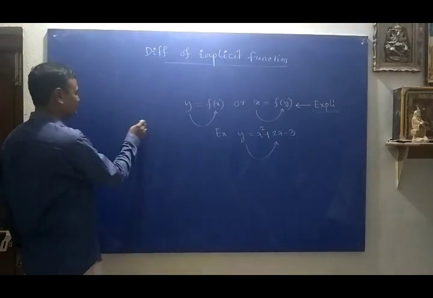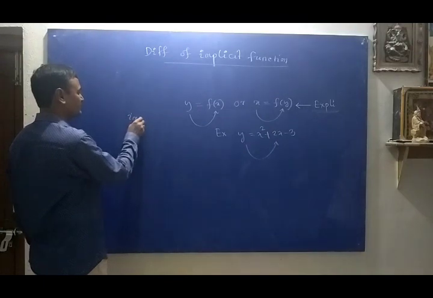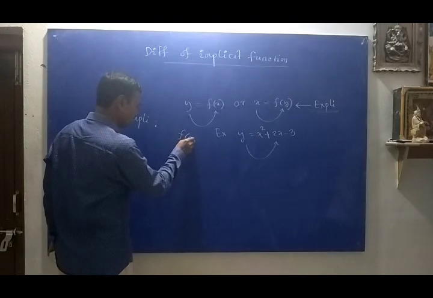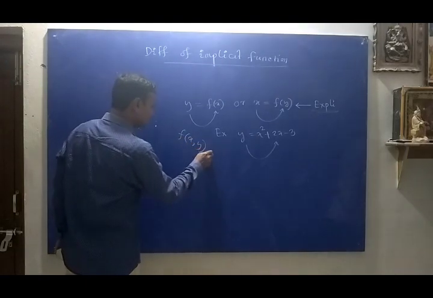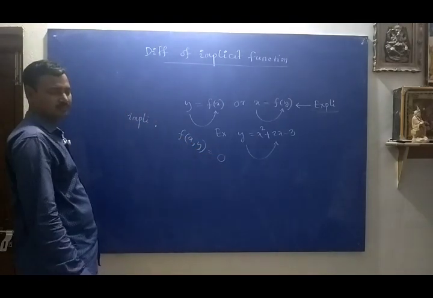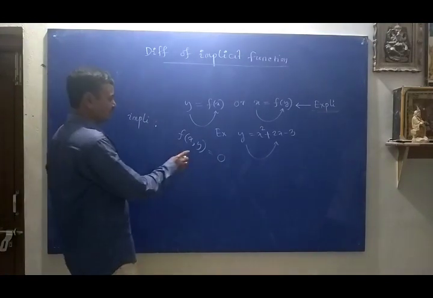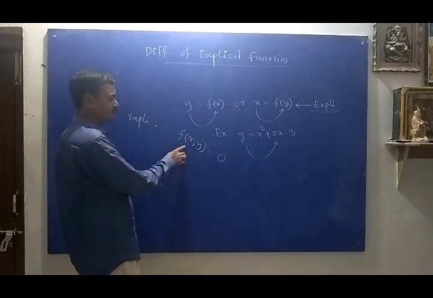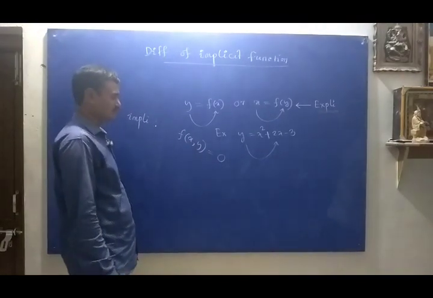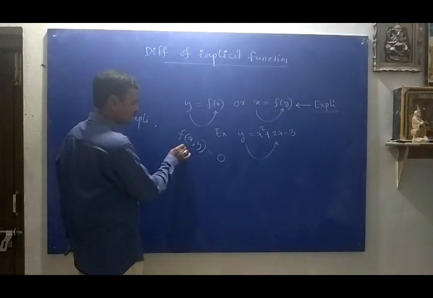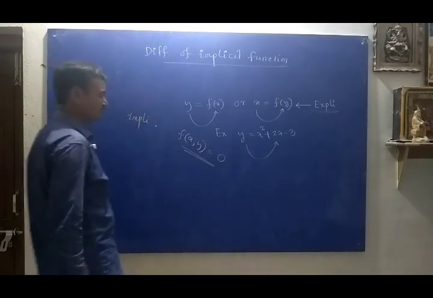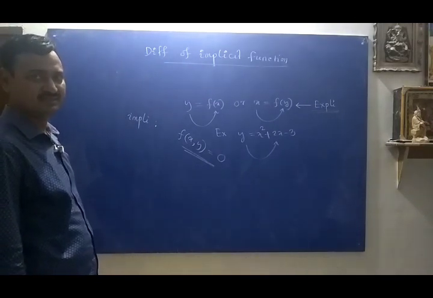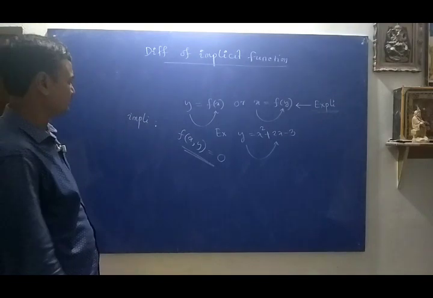So what is the implicit form? The implicit form is defined as f of x, y is equal to 0, or f of x, y is a constant. That means y cannot be expressed in terms of x, but f of x, y is equal to 0. So this is called the implicit form.